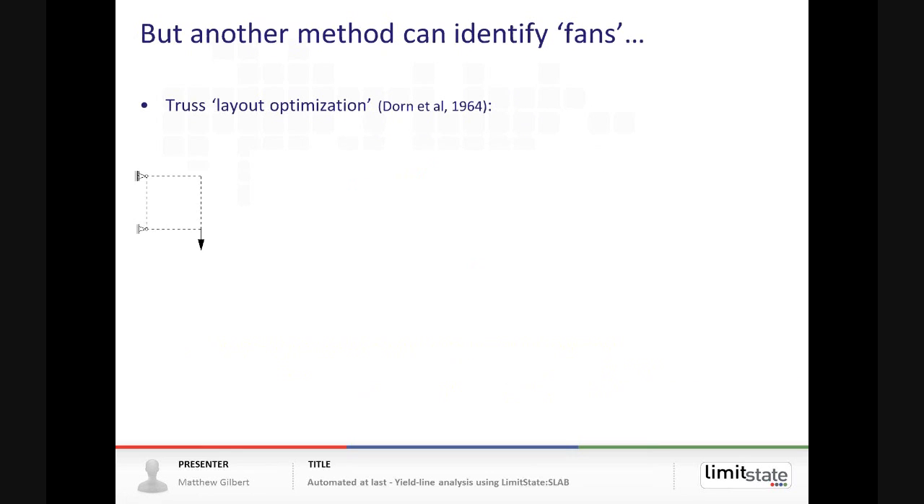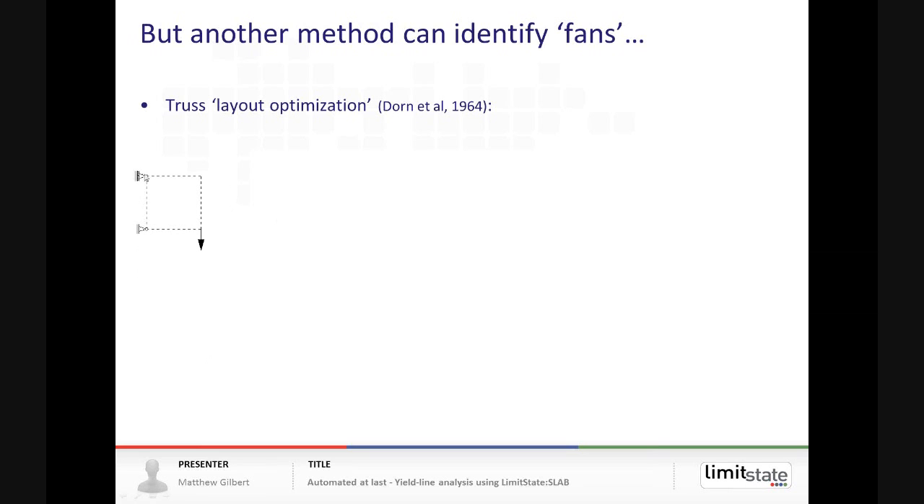If we think about identifying fans, which is something that the rigid finite element method couldn't do, then we can see that there are other methods in the literature which can successfully identify fans. So if we move to a completely different field, the field of truss design, and look at a method called truss layout optimization, we'll see that we can use this method to identify fan-type geometries. If you're not familiar with truss layout optimization, I'll just briefly talk you through how it works.